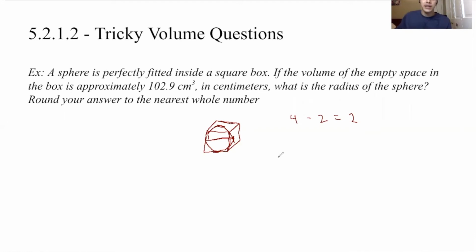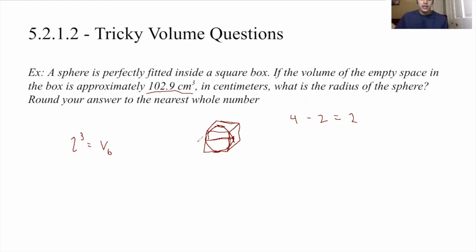All right, so using that information, we can now say, first, the volume of the box minus the volume of the sphere equals 102.9 centimeters cubed. So the volume formula for just a square box is length times width times height, because it's a rectangular prism. But we can simplify it a little bit more, because since it's a square box, that means that the length of all the sides are the same. So we're just going to say that the length cubed equals the volume of the box. So I'm going to write VB as in box.